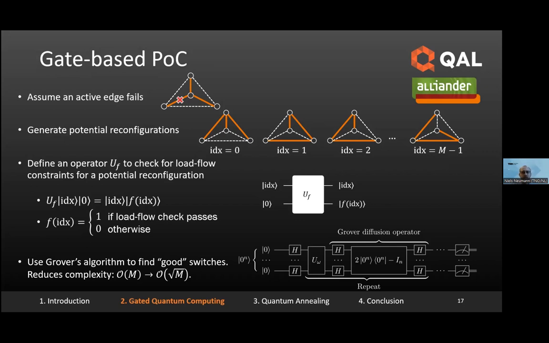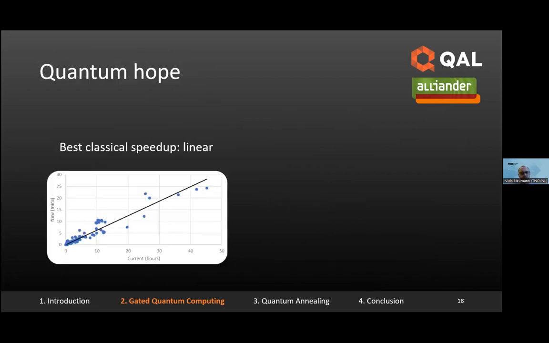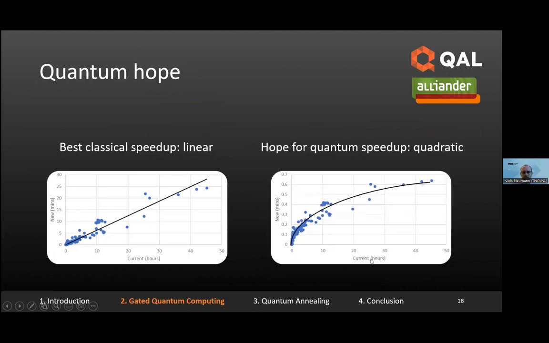And after that, we want to use Grover's search algorithm to find these good switches, to identify which of these reconfigurations is indeed a valid one. Using Grover's search algorithm, we can reduce the complexity from linear to square root, assuming we have this load flow check. So what we currently have is a linear scaling. We hope to go to a square root scaling.